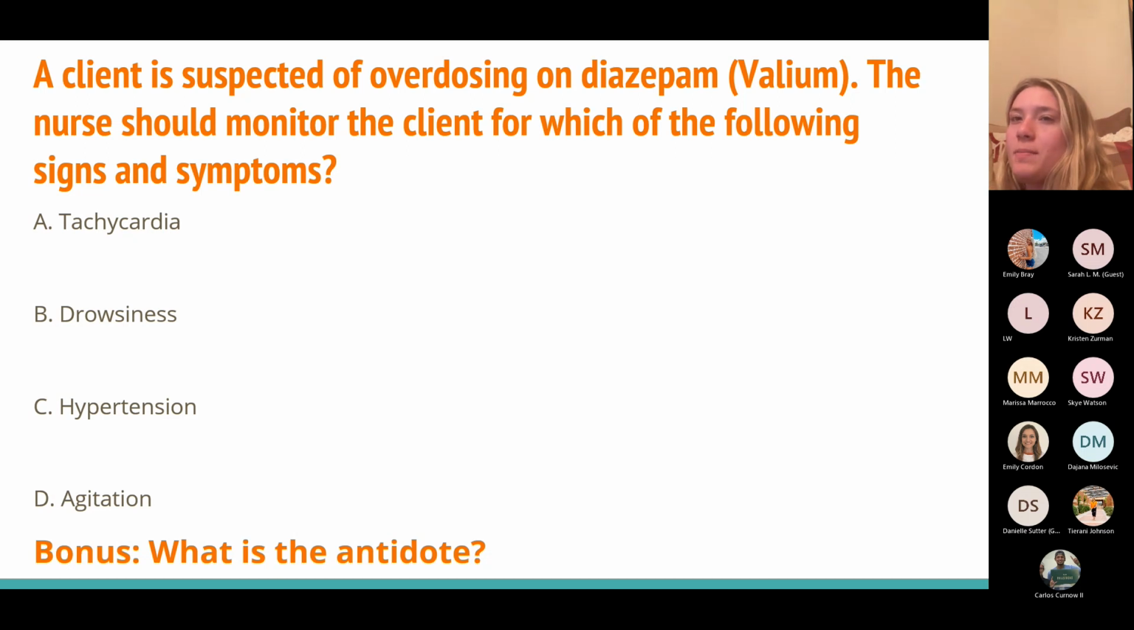So yes, diazepam is going to be B, drowsiness. Our antidote for diazepam is flumazenil. Great job, guys. So drowsiness, and our antidote is flumazenil.